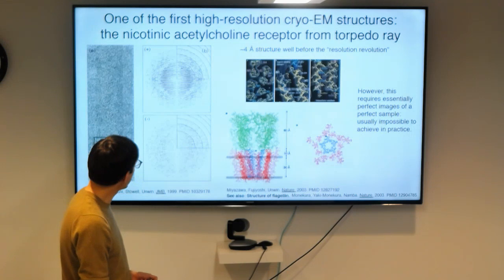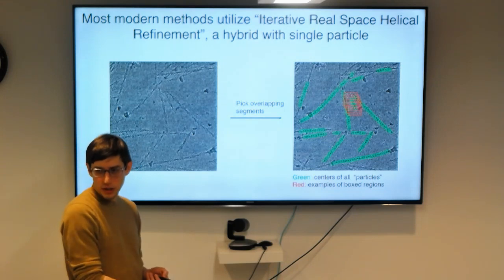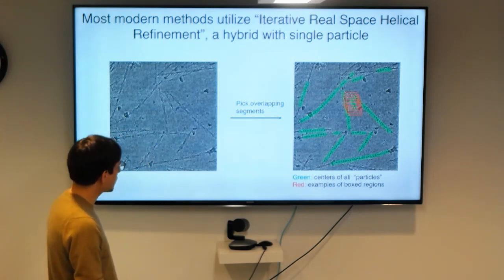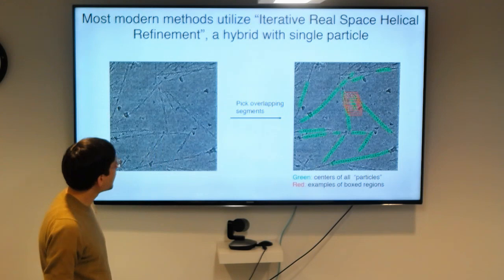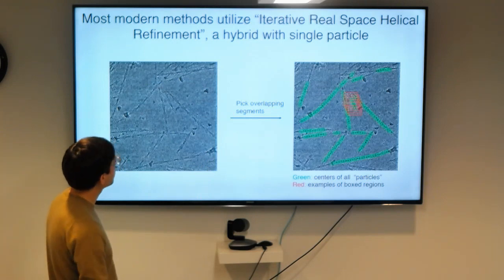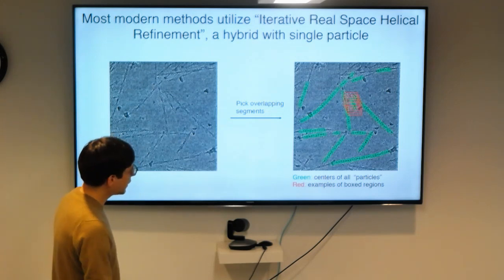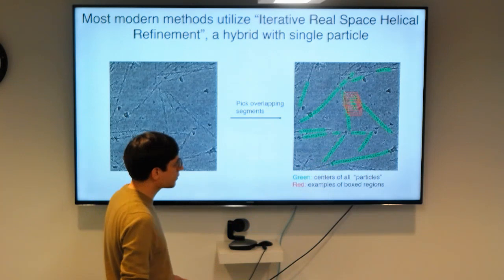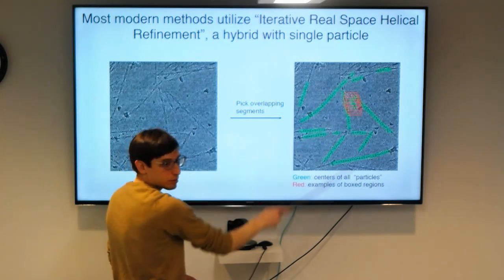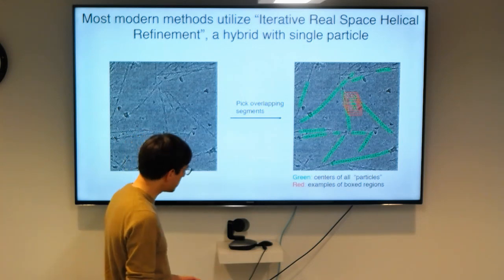So usually nowadays what we're going to do is take advantage of all the power of single particle to deal with heterogeneity at the molecular level, but also take advantage of the helical symmetry at the same time. So generally what we do is pick little overlapping segments of our helical filaments, and then use a method called the iterative real space helical refinement procedure, which was developed by Ed Egelman, to analyze our sample. I just want to show you here that these green circles are examples of the centers of all the boxes that we've picked, and these red boxes are the actual size of the box segment, so you can see that they're actually overlapping. And if anyone's interested, this is an actin complex from my lab.